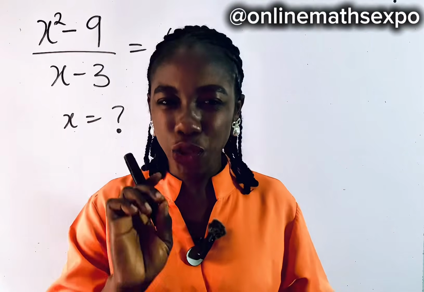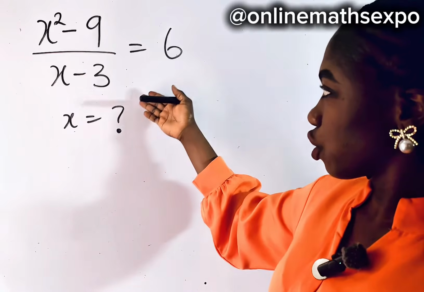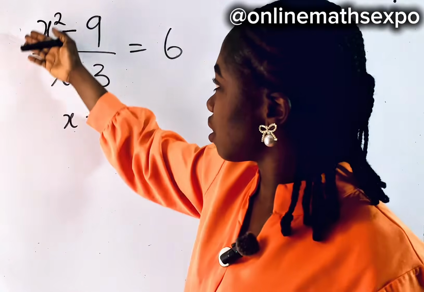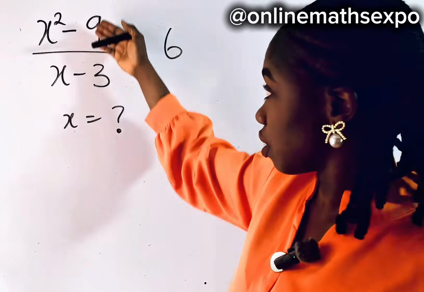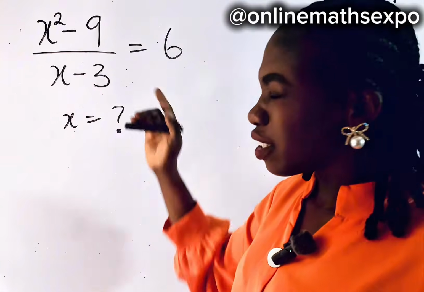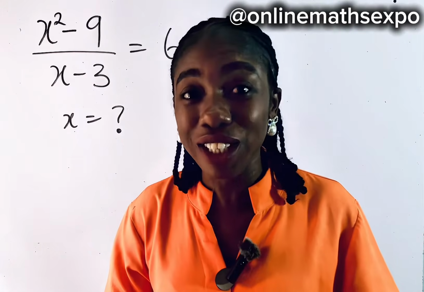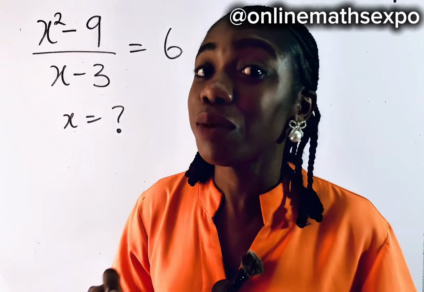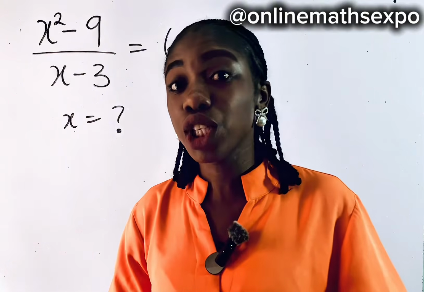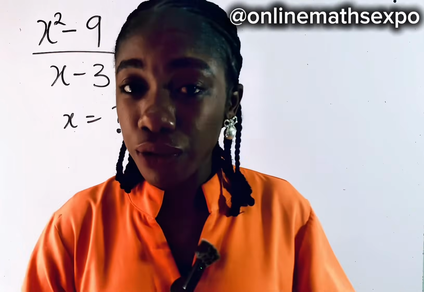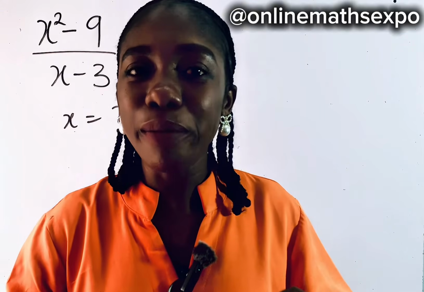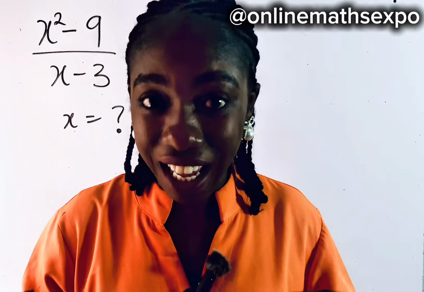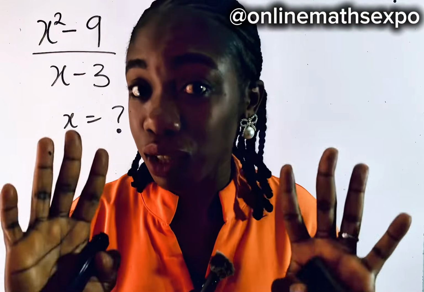We have this tricky rational equation on the board. Whenever you see a rational equation, you see it is in the form of a fraction. Each time you are solving a rational equation, just try to be a little bit careful because you need to identify the domain of the function. The domain simply means the set of values of x that will define that function.